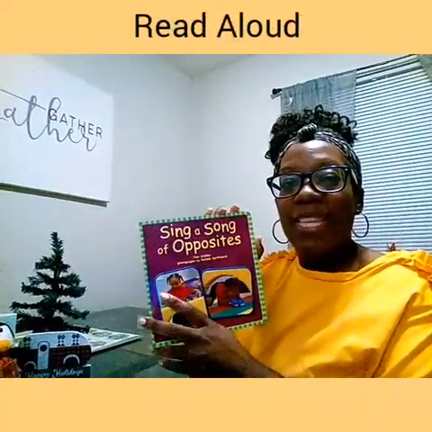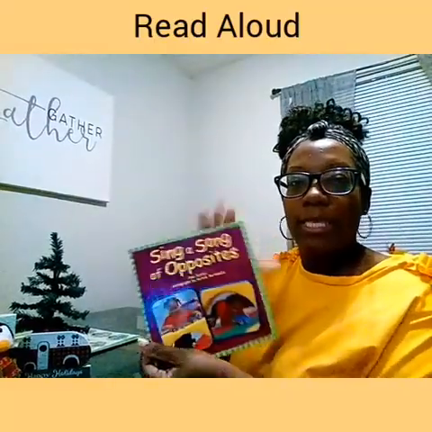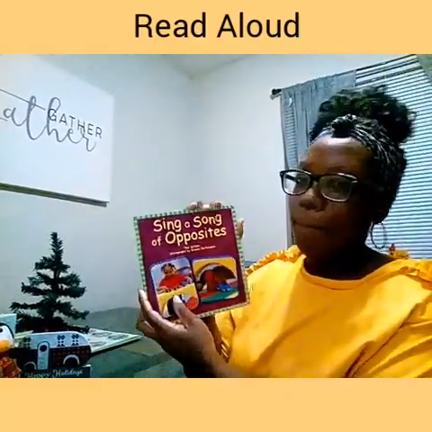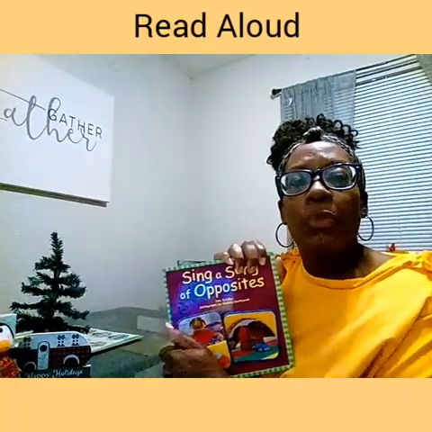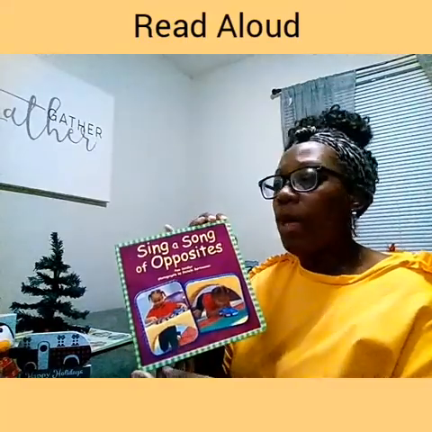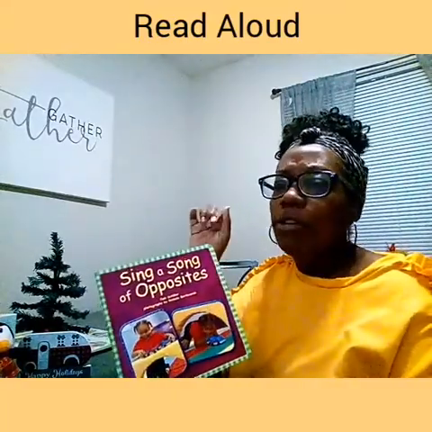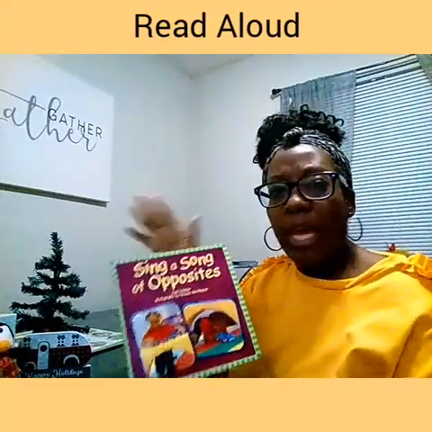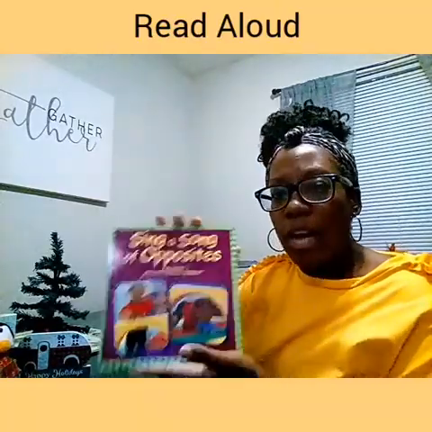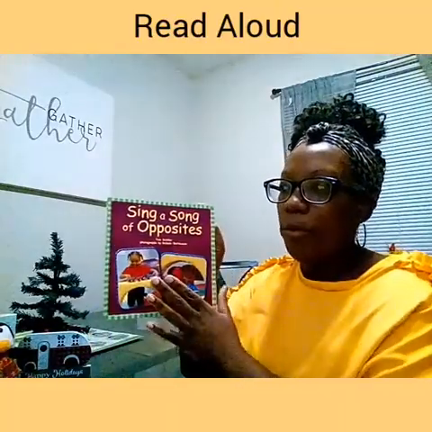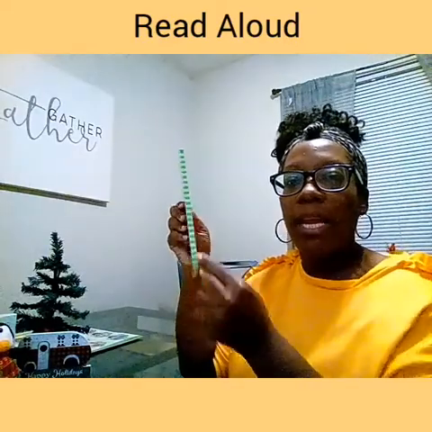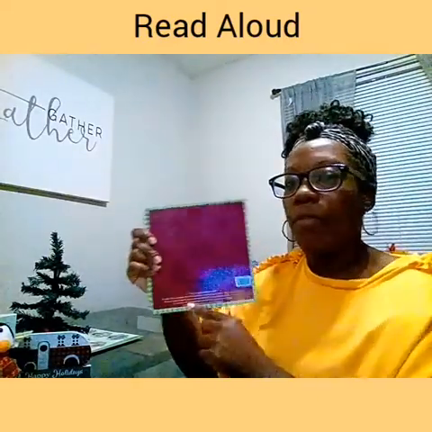Our book for this week is Sing a Song of Opposites. So remember, when we're reading to our child, it's important for us to begin to talk to our child about books and alphabet letters. Alphabet letters make up words. Words make up sentences. So when we talk to our child, we're going to tell them this is the front of the book. This is the spine of the book, and this is the back of the book.